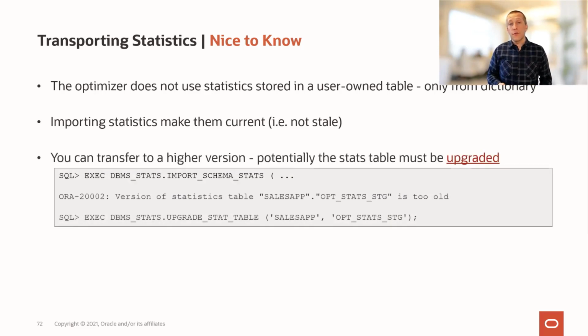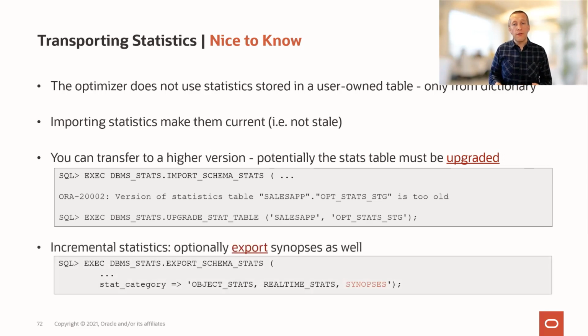You can even transfer statistics from a lower release to a higher release, but in some situations you need to upgrade the staging table. And finally, if you're using incremental statistics, you should consider whether you also want to export the synopses. If you don't export the synopsis information, the next time you gather statistics on that big partitioned table, it'll have to scan all the partitions because the synopses are not part of the new data dictionary.